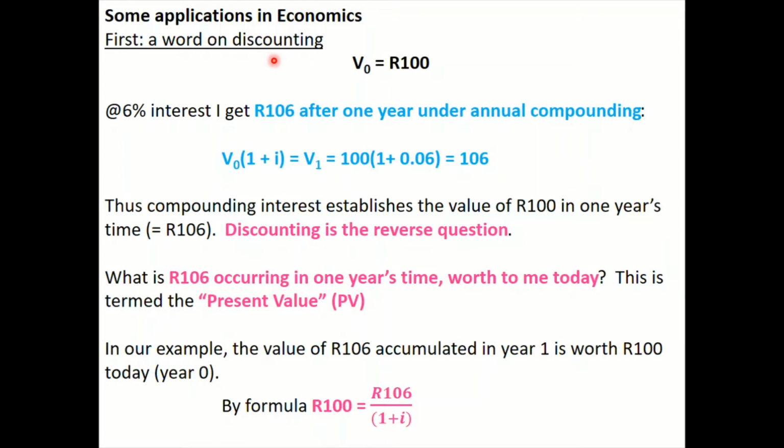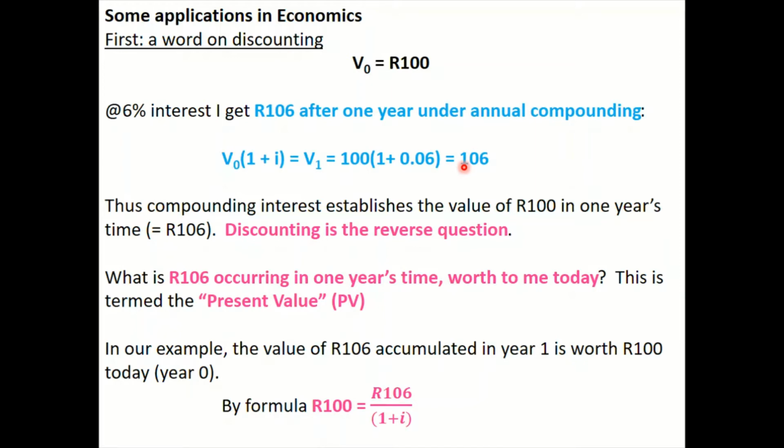So to remember what interest compounding is, if we have 100 Rand at the beginning of a year, and we invest it at 6% interest for 1 year under annual compounding, then the value of that investment at the end of year 1 can be calculated using the formula that we learned earlier, and we can see that that 100 Rand will be worth 106 Rand.